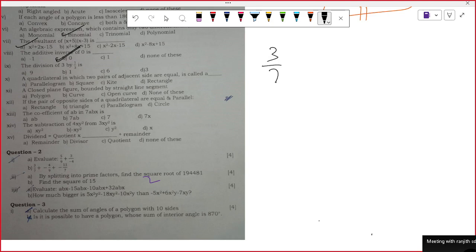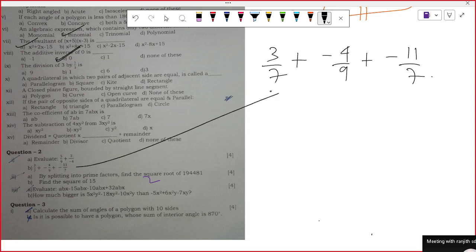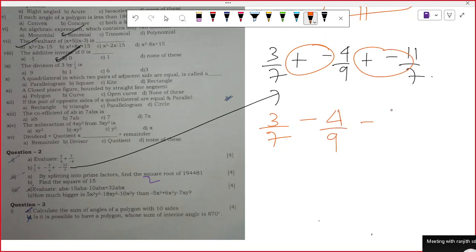Try the next question. 3 by 7. Akansha, how do we solve this? We take LCM, sir. First main, second question. First there are two signs, right? Whenever we have two signs, convert into one. What do you get? No, first step, tell me the first step. So minus 4 by 9 minus 11 by 7.